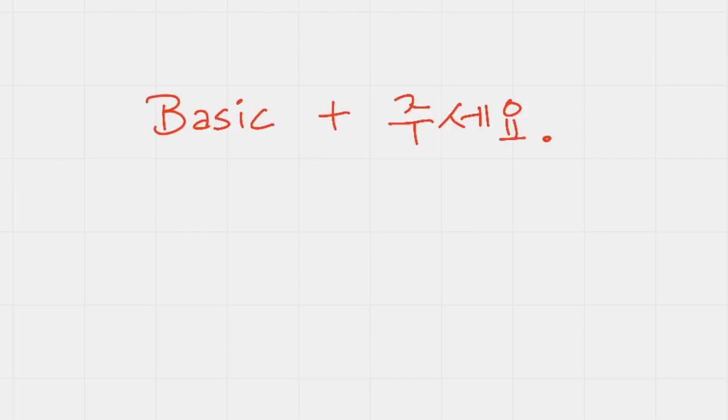The polite way to ask someone to do something. So this one will say the basic form plus 주세요. Okay, a couple of examples. Please come. So the basic is 와. And then 주세요. 와 주세요.